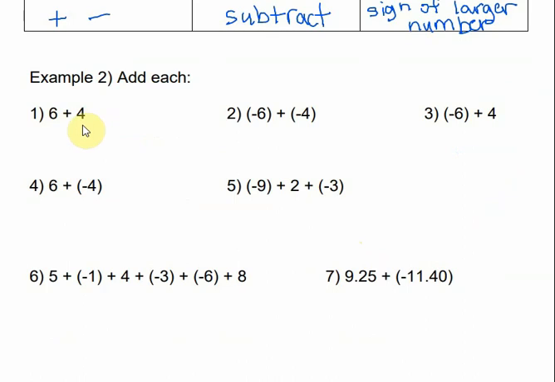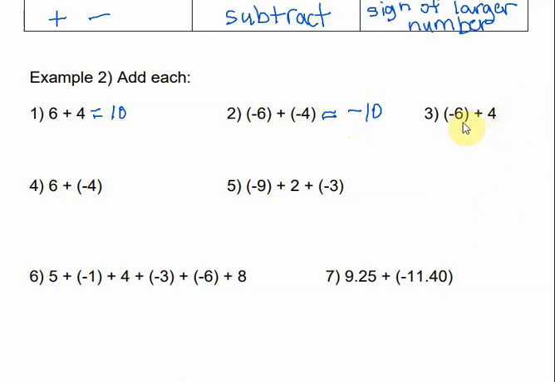Okay, so let's apply these rules to these examples. Okay, 6 plus 4. The signs are the same, so we just add, and we would get 10. The sign is going to stay positive because my bigger number is positive. Number 2, negative 6 plus negative 4. The signs are the same, so we're going to add, but this time my bigger number is negative, so it's going to be negative 10.